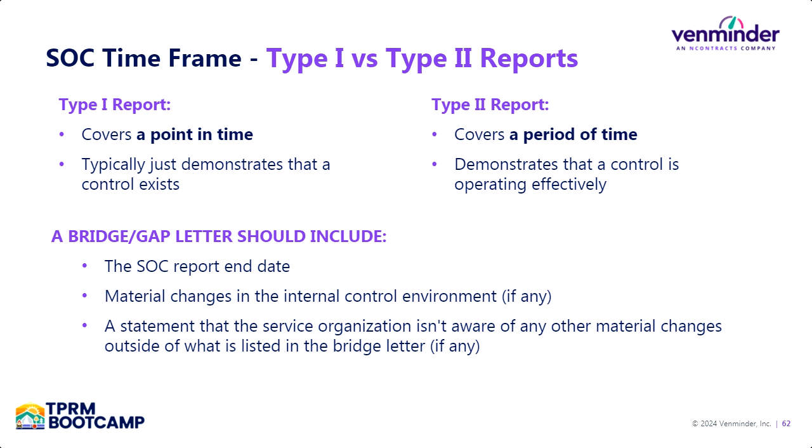When we talk about time frames, there's two types of reports. There's a Type 1 and a Type 2. A Type 1 covers a point in time and really just demonstrates that a control exists. A Type 2 covers a period of time, and that demonstrates that a control is operating effectively. So those are the two types that can fall underneath a SOC 1, a 2, a 2+, etc.